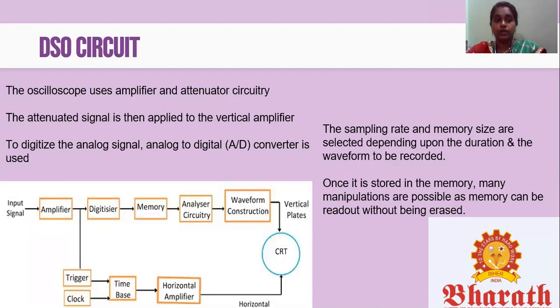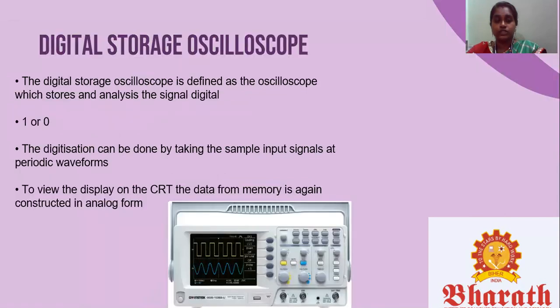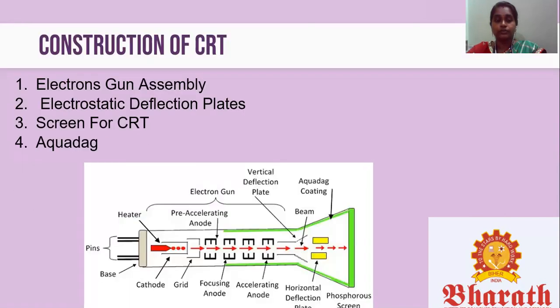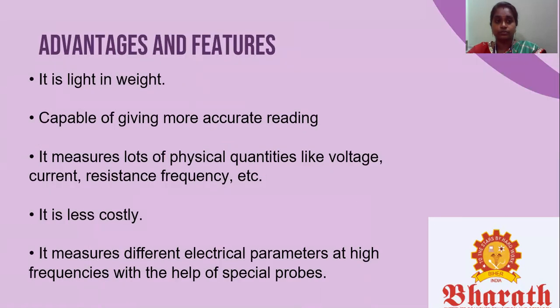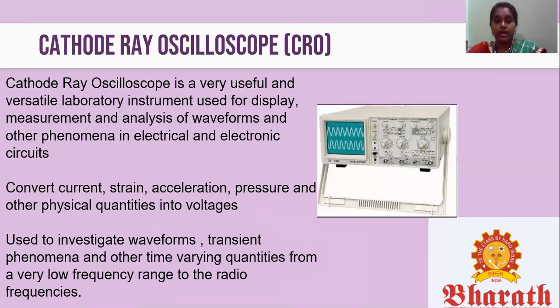The next is the working of the cathode ray oscilloscope. The working of the cathode ray tube depends on the movement of the electron beam. The electron gun generates sharply focused electrons which are accelerated at high voltage. After exiting the electron gun, the beam passes through a pair of electrostatic deflection plates, and these plates deflect the beam when voltage is applied across them.